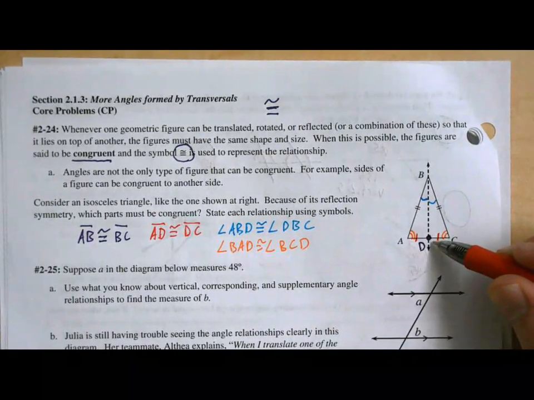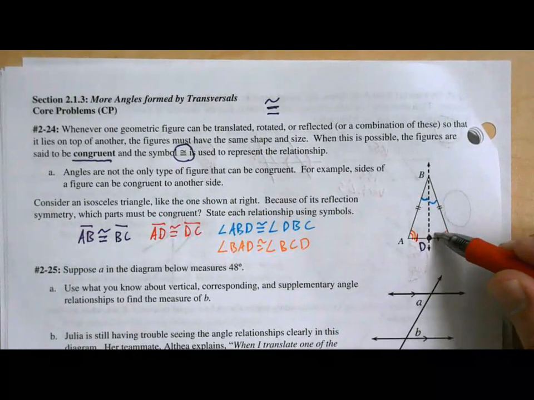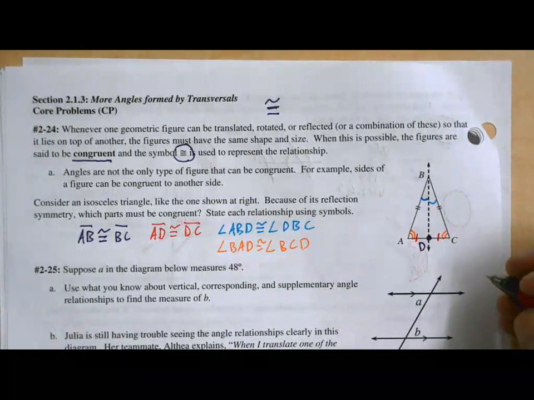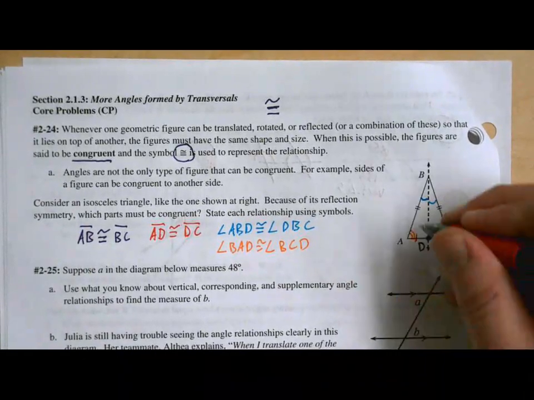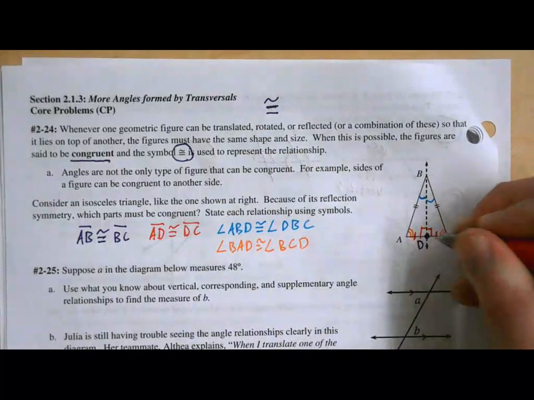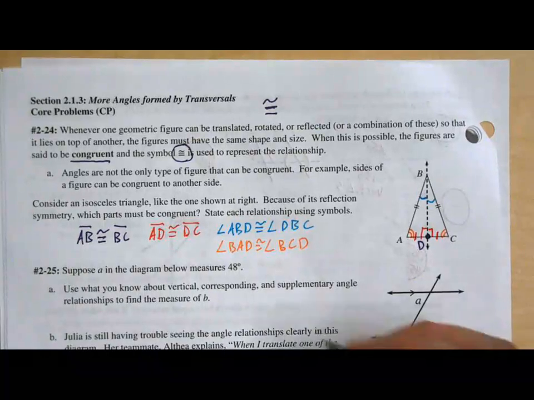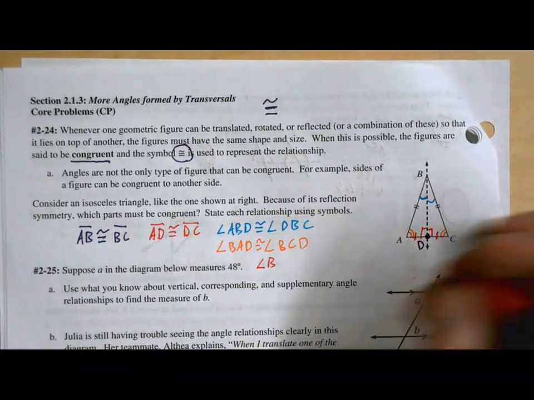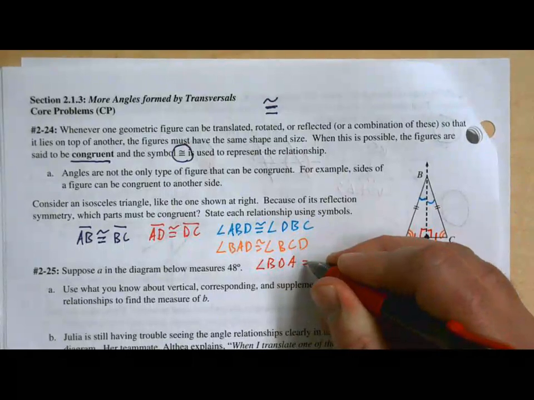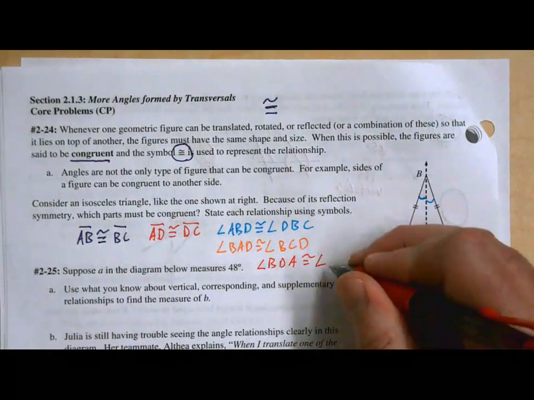And supplementary angles add up to 180. And if they have to be equal to each other and add up to 180, how big is each one of them? 90 degrees. So these two would have to be equal to each other as well. In fact, they would both have to be 90. So I'm just going to go ahead and write that angle BDA is congruent to angle BDC.